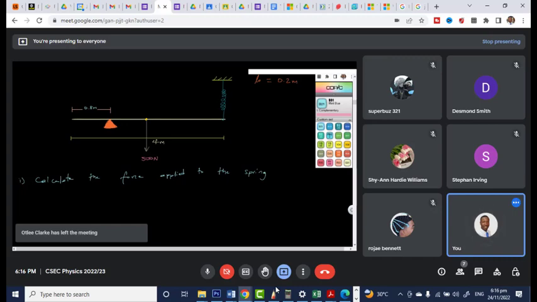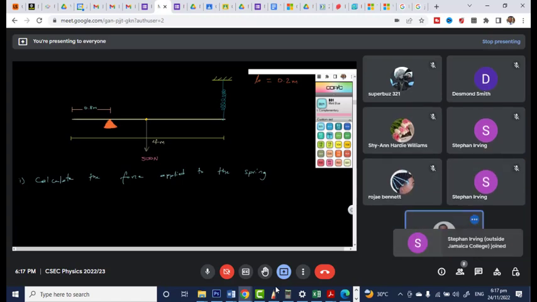All right, so we have this question right here. Anybody have any idea as to how we could approach this question if we want to know the force that is applied to the spring? Notice that we have a seesaw, well, a plank, and we have a pivot. So once we see this plank and this pivot, which concept can we start to consider? Anybody?